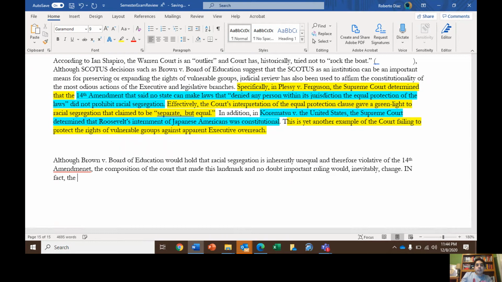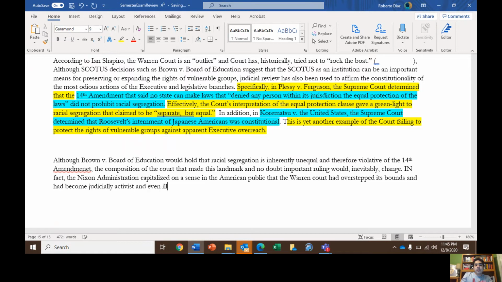You can also put, in fact, the Nixon administration capitalized on a sense in the American public that the Warren Court had overstepped its bounds and had become judicial activists and even illegitimate.